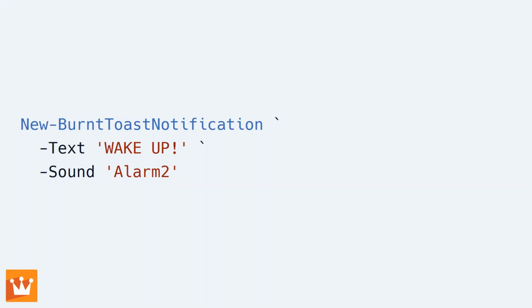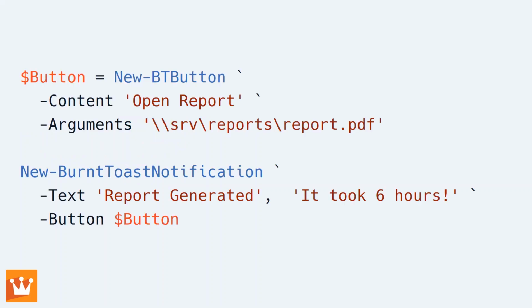Now I mentioned that I like to have these notifications pop up at the end of a long-running script. Potentially that long-running script may have generated a report, and I want an easy way of opening that report. So what we can do is create a button using the New-BTButton, or BurntToast button, function. We give it content, which basically says the display text to put on the button, and an argument. So this argument is going to be the path to the report.